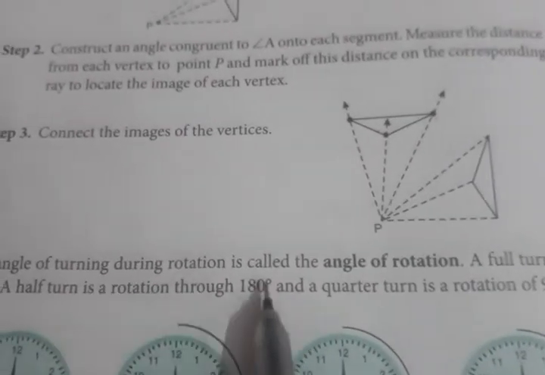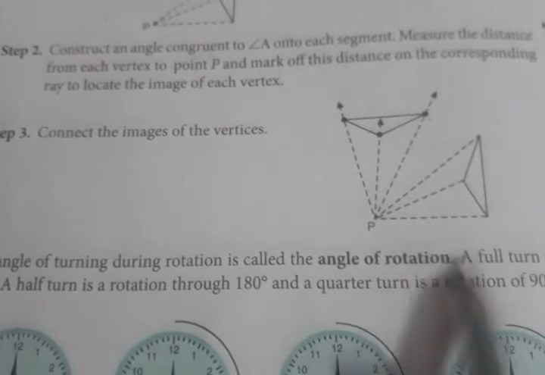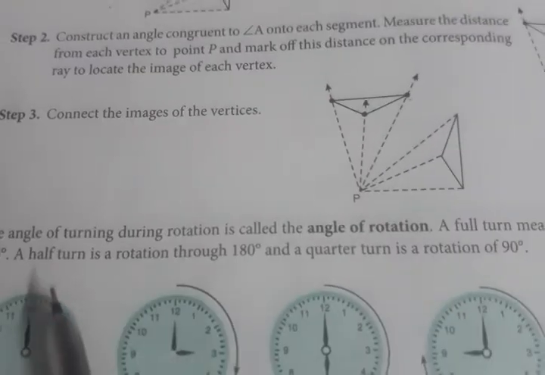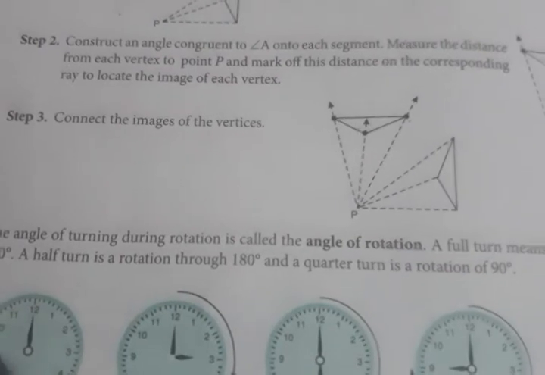Okay, so the angle of turning during rotation is called the angle of rotation. A full turn means a rotation through 360 degrees. A full turn means a circle.